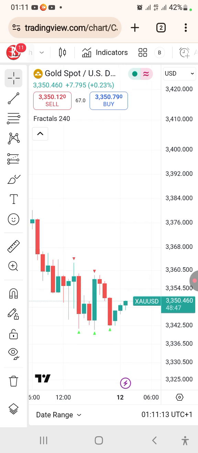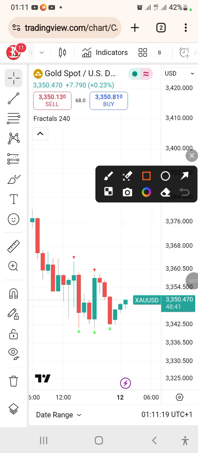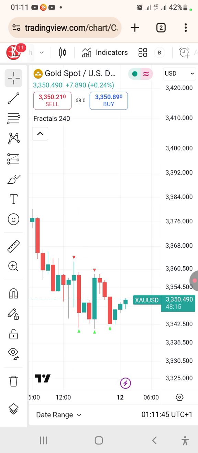Looking at your chart now, you can see on top of the shadow of your candlestick, you can see a red arrow. Right down, you can see a green arrow. The red stands for the resistance, while the green stands for the support. So if you are to draw your key level, first let's check the month.